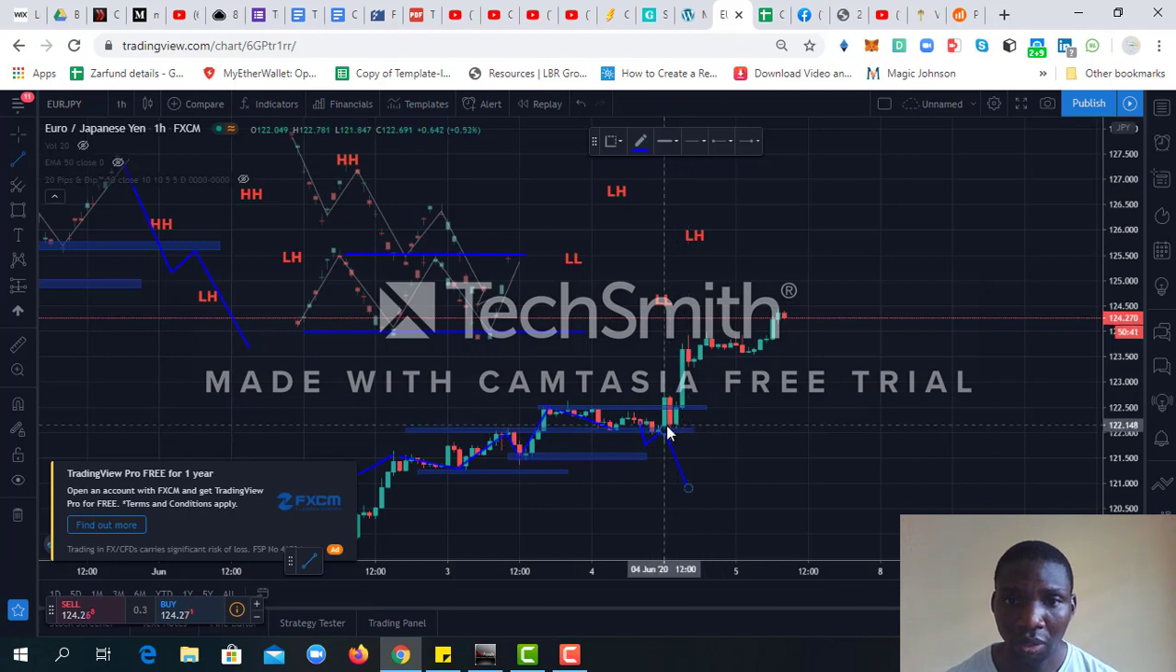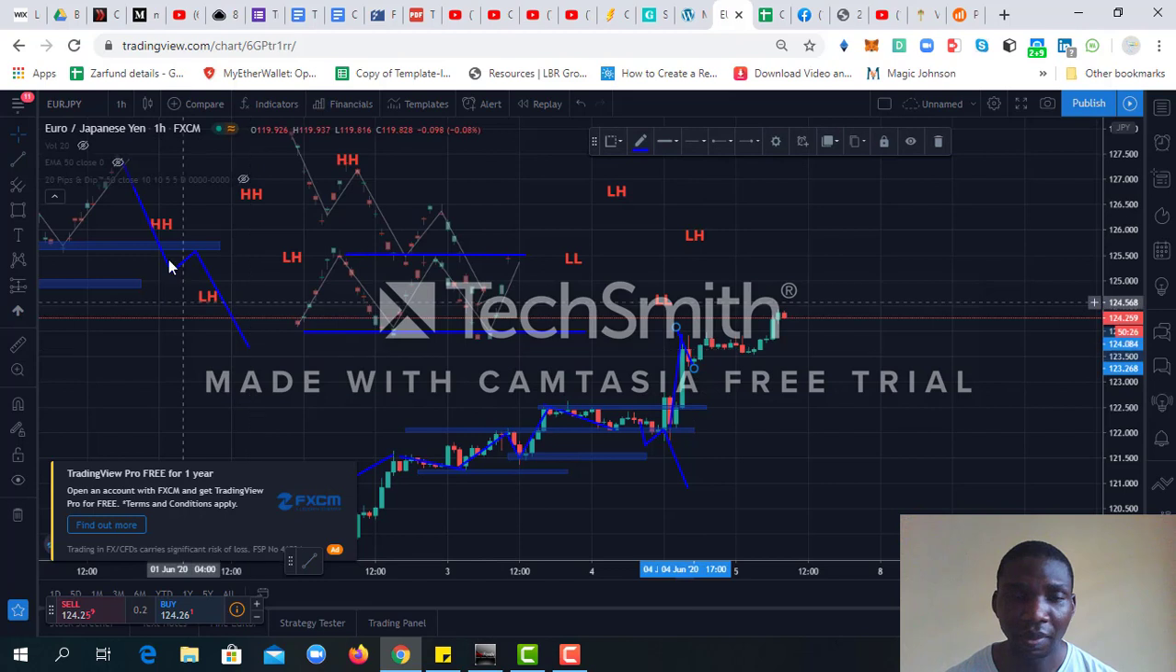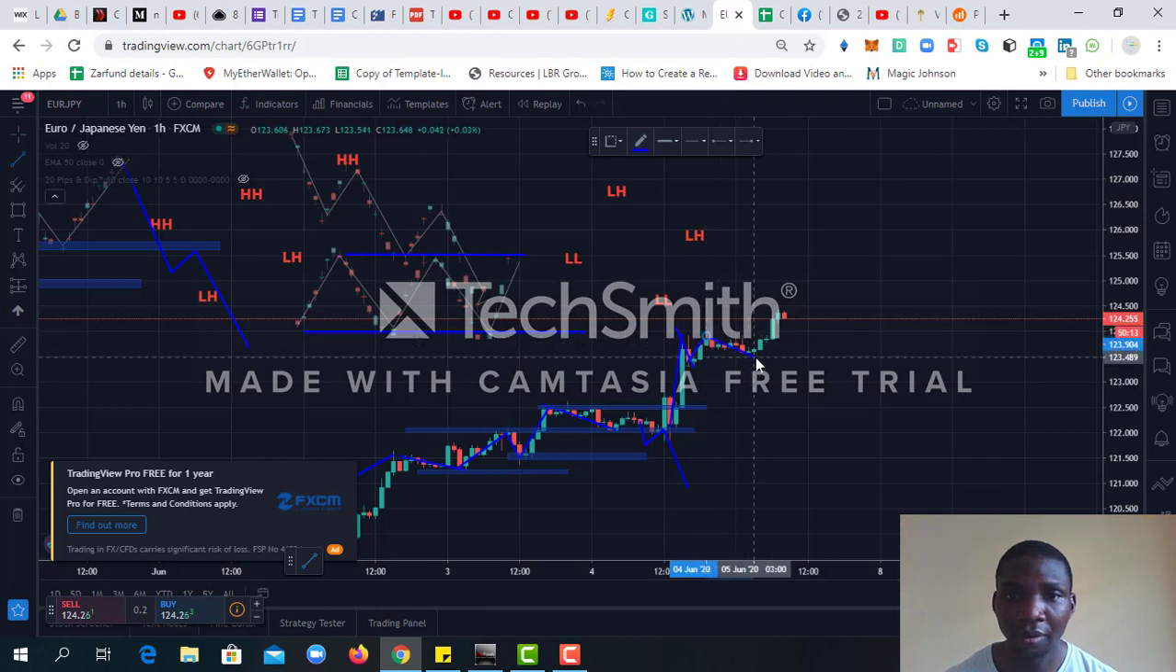So price moved all the way from this structure, moved all the way here, and then came down, gave us one structure there, and moved all the way up here, then came down, then kept going up. Okay, all right.